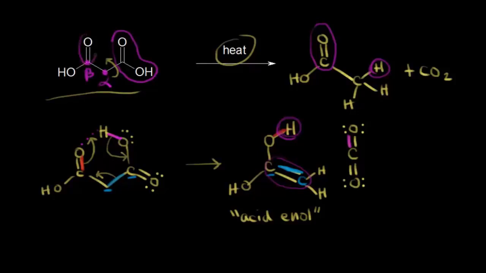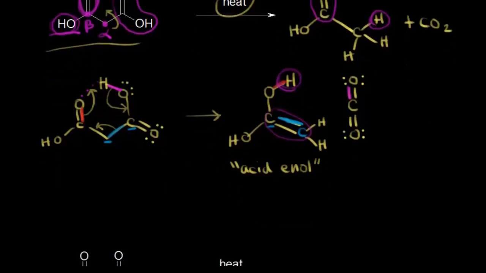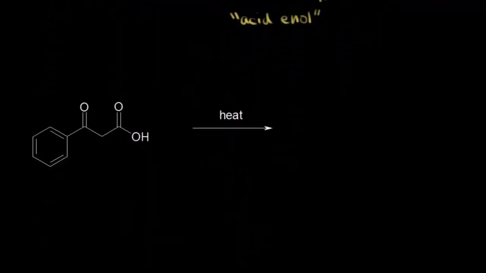And we saw how this carbonyl was necessary in the mechanism. And so the fact that there's an OH here isn't really necessary. What we really need is a carbonyl that's beta to our carboxylic acid in order for a decarboxylation reaction to occur. So let's look at another example, where we don't have a dioic acid anymore.